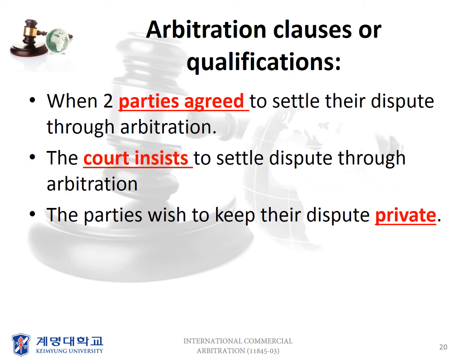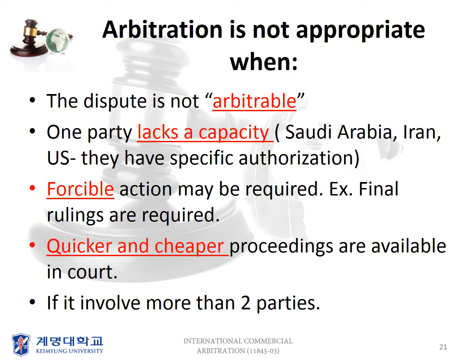So those are some of the qualifications of an arbitration clause. More so, when two parties agree to settle their dispute through arbitration, it must be neutral. As I told you a while ago, if you file a case to the court, they're going to suggest that you settle the dispute through arbitration first. And initially, through arbitration, it is settled privately. No public audience. It's only between the parties and the arbitrator.